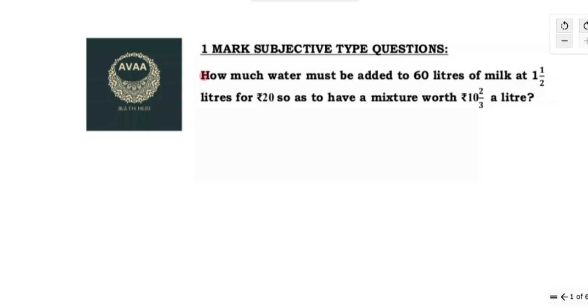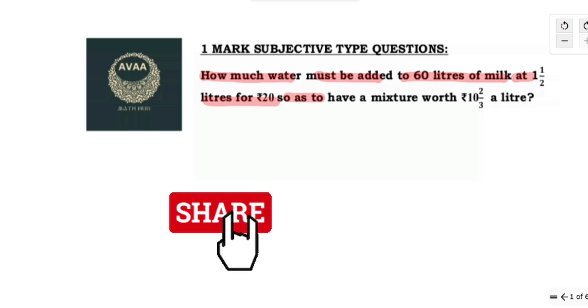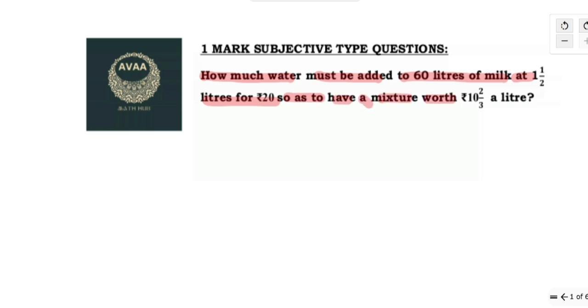How much water must be added to 60 liters of milk at 1.5 liters for 20 rupees, so as to have a mixture worth 10 2/3 rupees a liter? So here we need to figure out the quantity of water that must be added to 60 liters of milk.